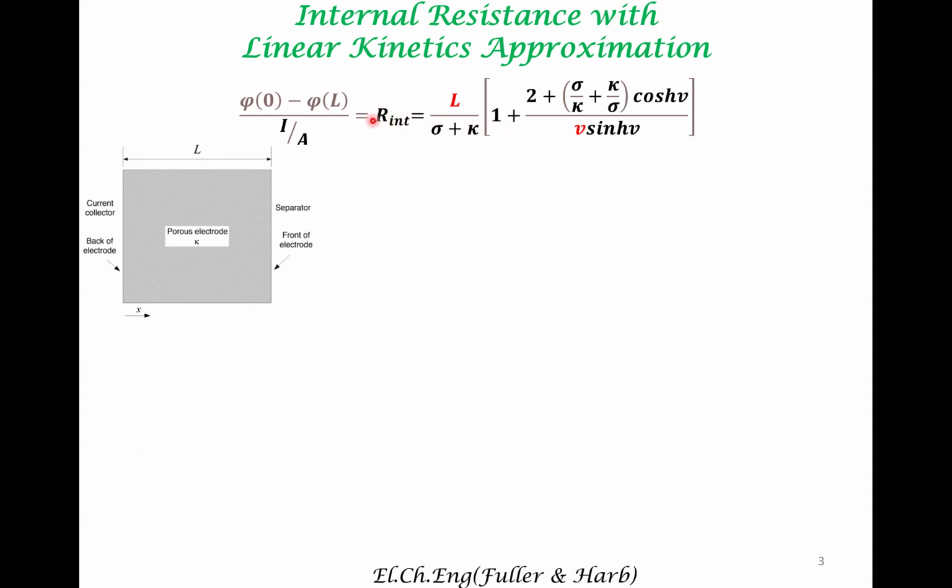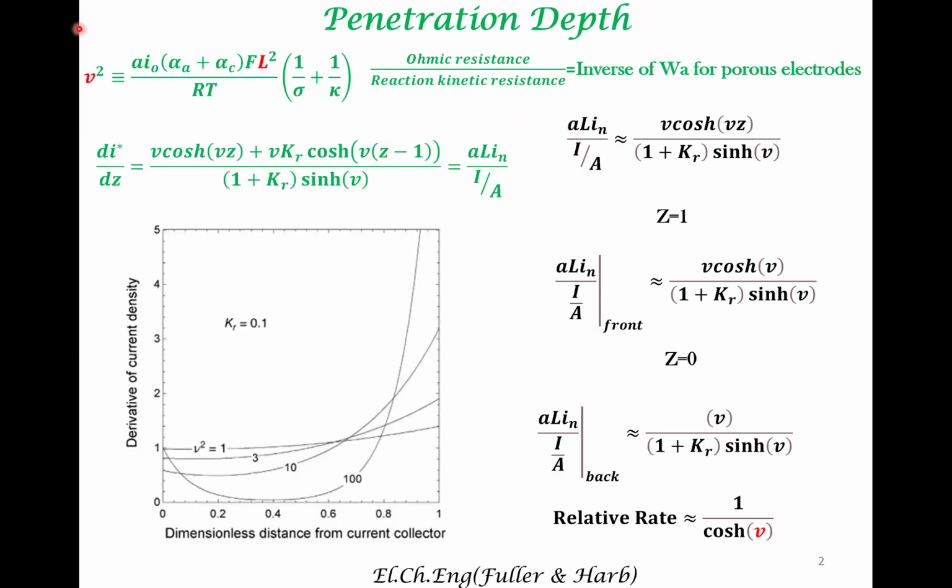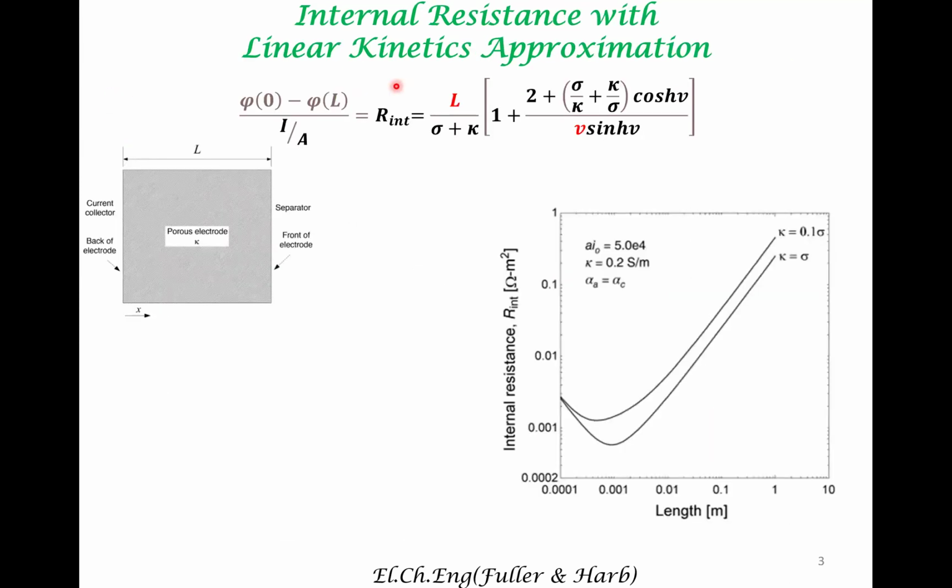So what do we see? The internal resistance is connected to L, the thickness of the porous electrode, in this manner, and it's also connected to nu. In the previous slide, we also saw how nu squared is connected to L. So what do we observe? When I plot internal resistance with respect to L, we observe that internal resistance is large, then there is a minimum, and then it increases further as L increases.